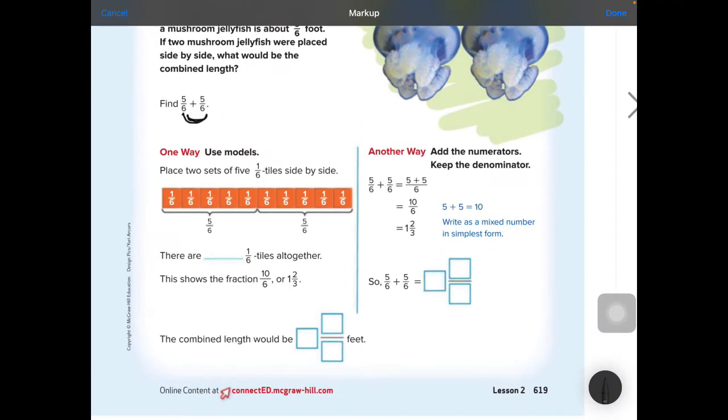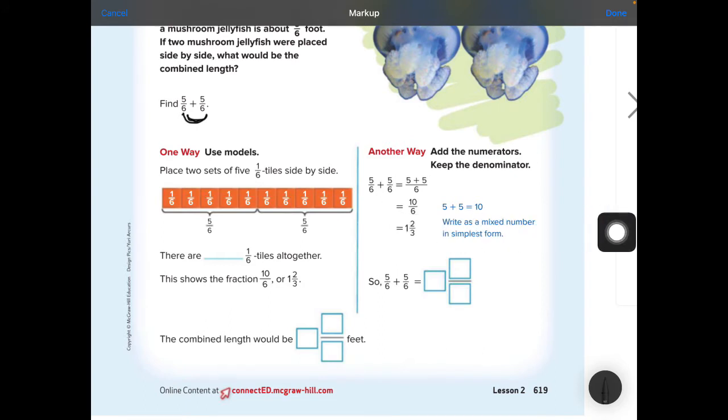Now, there's a couple different ways you can do this. You can do this by using manipulatives and using tiles that say 1/6. You can also use the table on your desk that talks about fractions and count the physical little tiles. Or you can just add straight across. You add the numerators, so 5 plus 5 is 10. Then you just bring the denominator straight across because they are a like fraction, which means the denominators are the same. So we get 10/6.